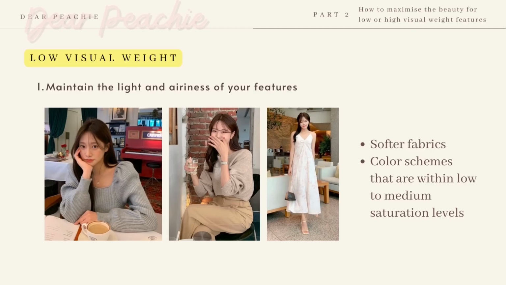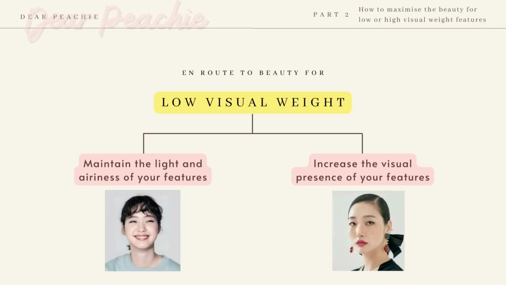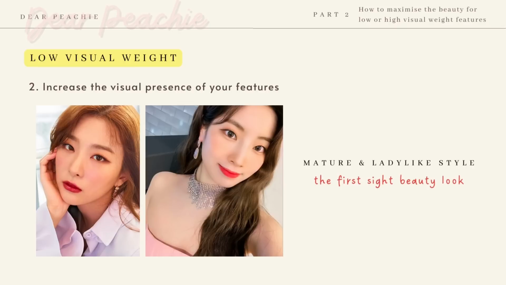Go for outfits made with softer fabrics and color schemes that are within low to medium saturation levels. It's all about looking elegant, quiet and low-key, which makes you look comfortable and relaxed. The second strategy for low visual weight beauties is to increase the visual presence of your features. This strategy is suitable for girls with a more mature and ladylike style, and it is more likely to create the first sight beauty look.